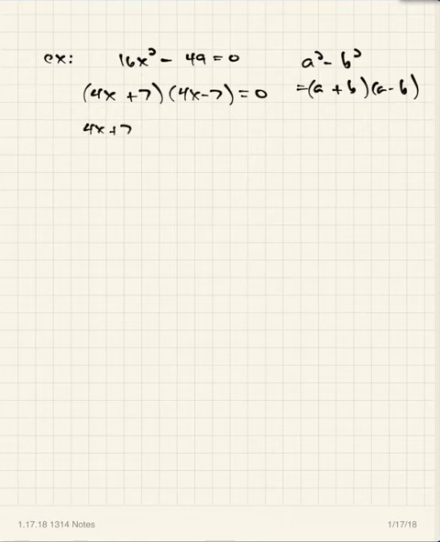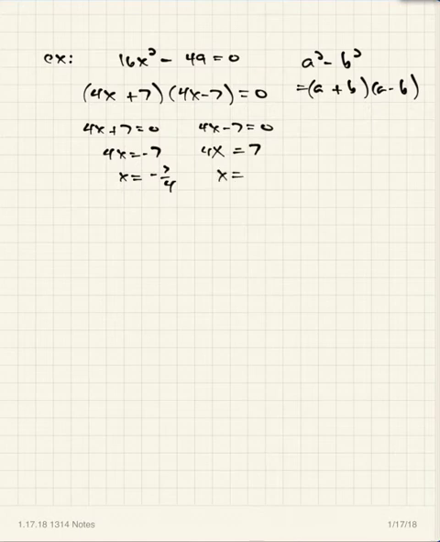And then you set each factor equal to 0. Then from there it's easy. And you end up with negative 7/4, and you end up with positive 7/4. Like that. And so those are my solutions, negative 7/4 and positive 7/4.